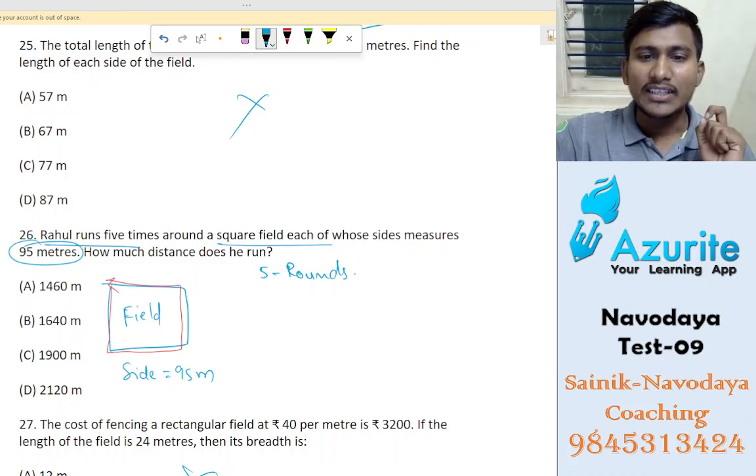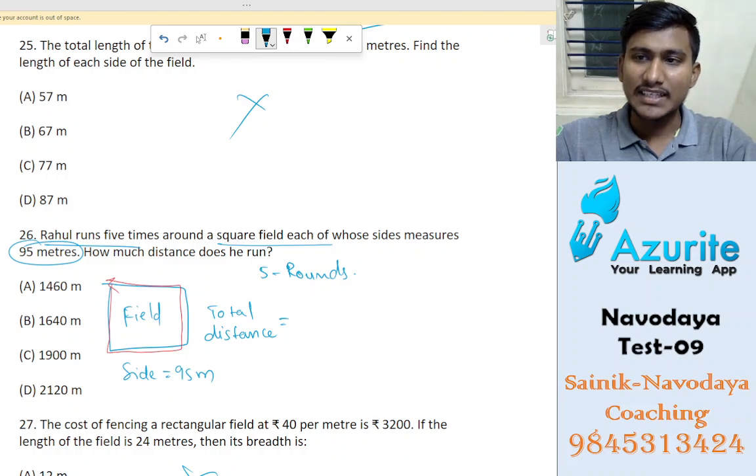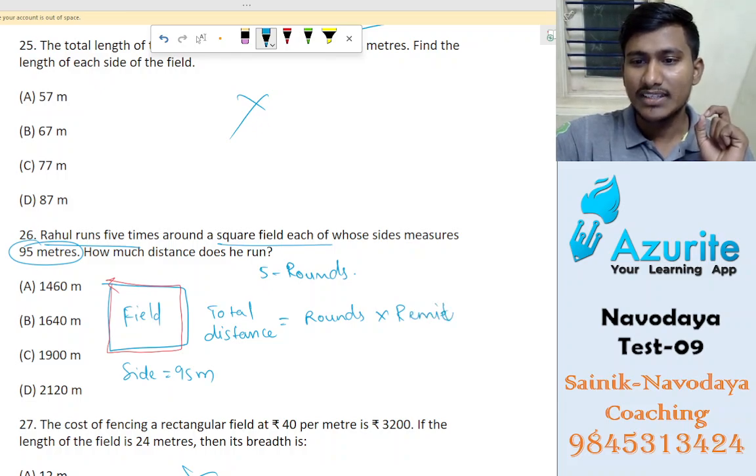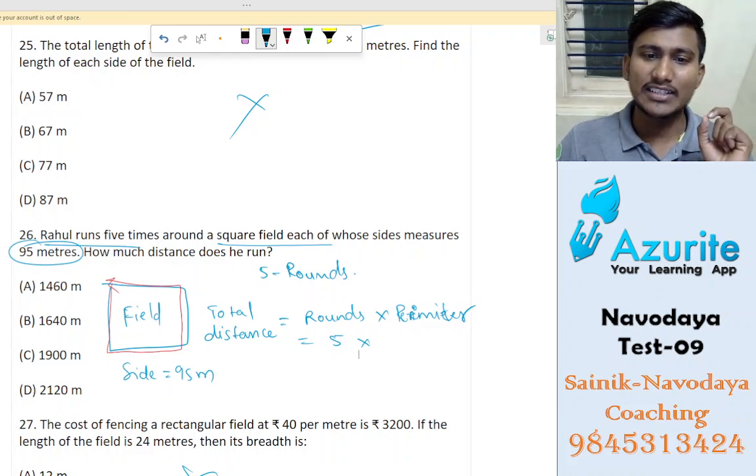So here we need the total distance he will run. He is running on the perimeter. That is very easy. Total distance will be rounds into perimeter. Rounds is 5. This is the square field.